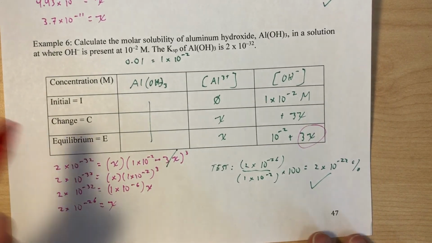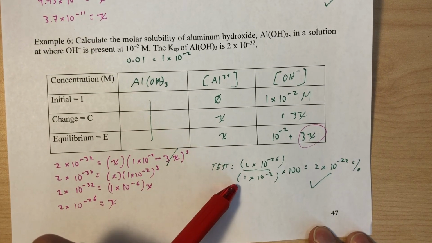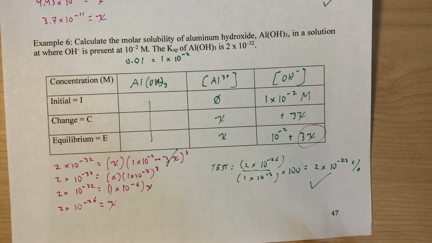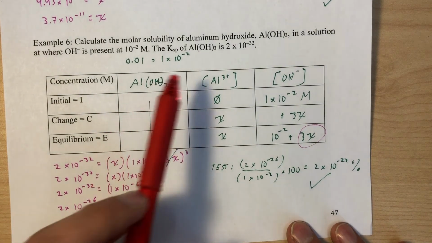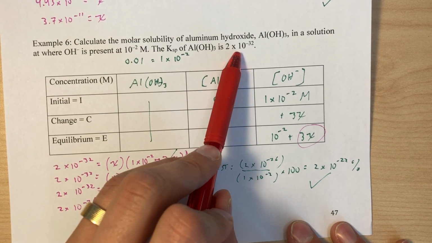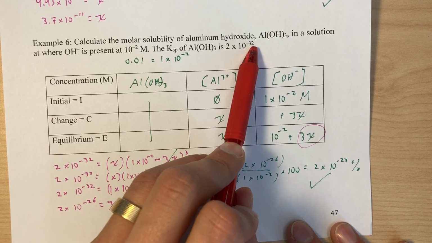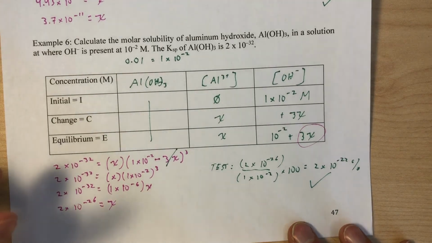And we can test, and we discover that our x divided by our number times 100 is equal to 2 times 10 to the negative 22 percent. Yes, it can absolutely be skipped. This usually works with very, very small Ksps. Anytime you have a negative exponent for your equilibrium constant that is double digits, you could probably test this.